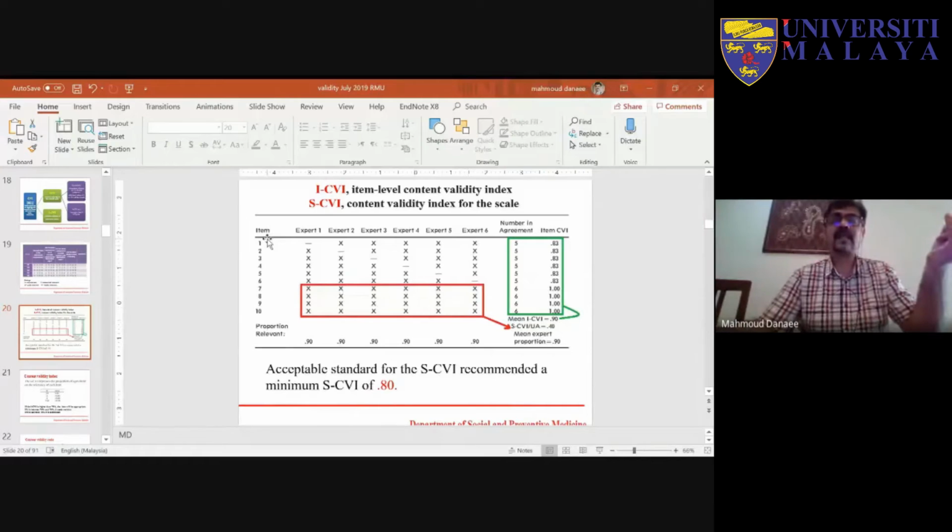As you can see here, out of 6 experts, 5 experts accepted the first item. So the ratio of 5 divided by 6 is 0.83. 0.83 is the CVI.